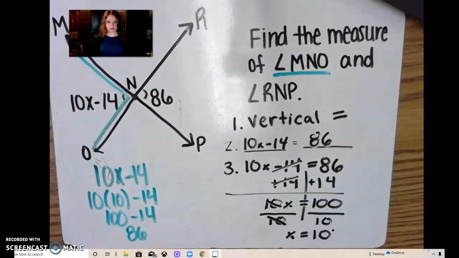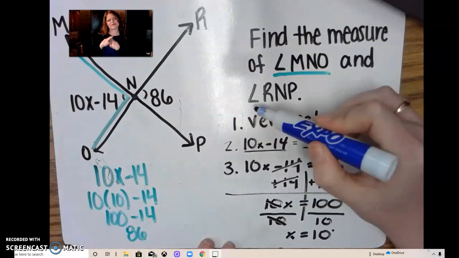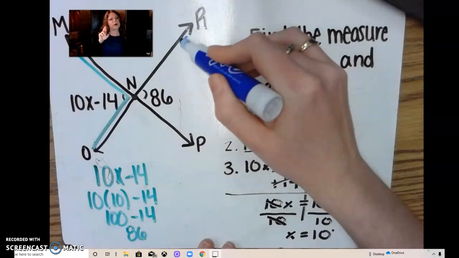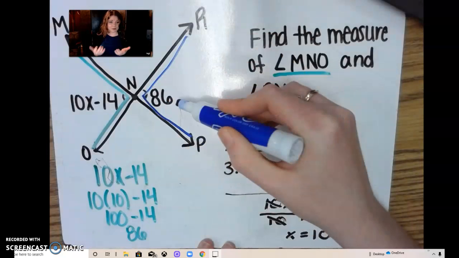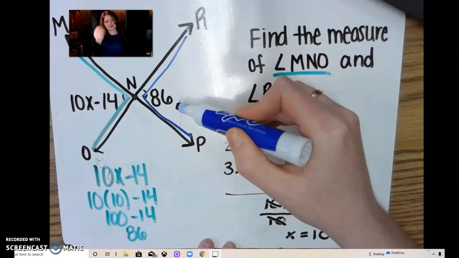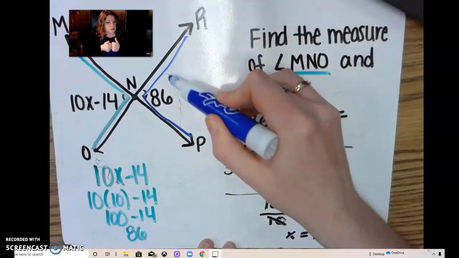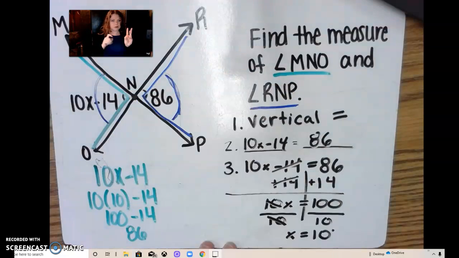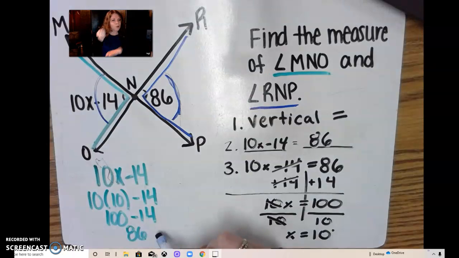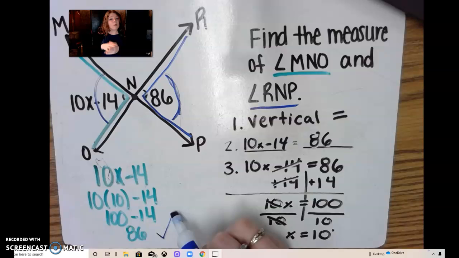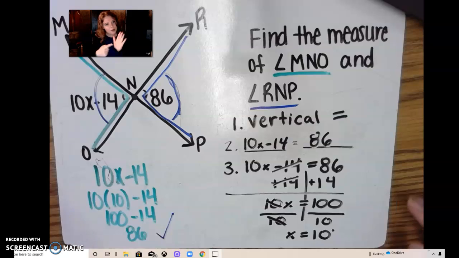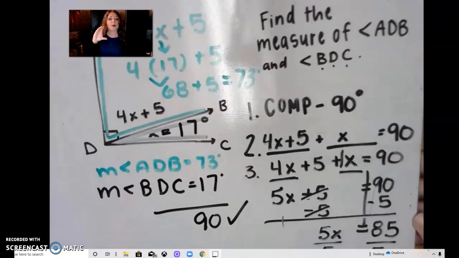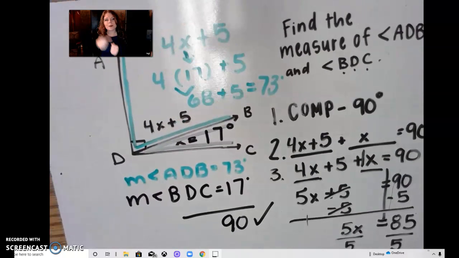Now, this one is a little bit different because the other angle, RNP, there is really nothing to solve. It already tells us that it's 86. And a good way to check is if this angle, 86, is equal to the other angle, which should also be 86. And we've already proved that right here. So because they're both equal, we know our math is correct. And we have given you an example of all three. The first one was complementary. Remember, these add up to 90 degrees.